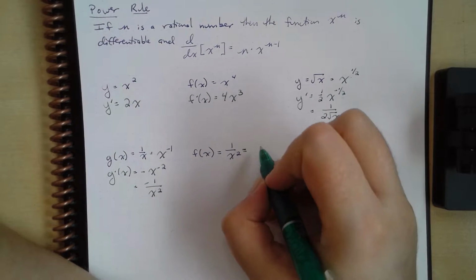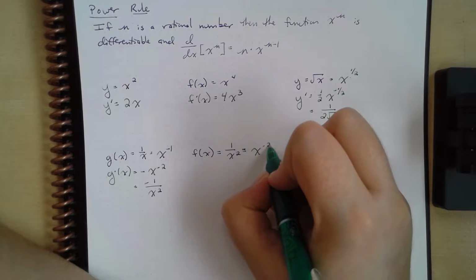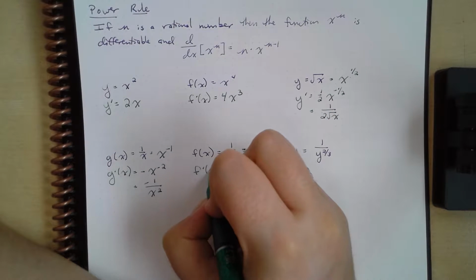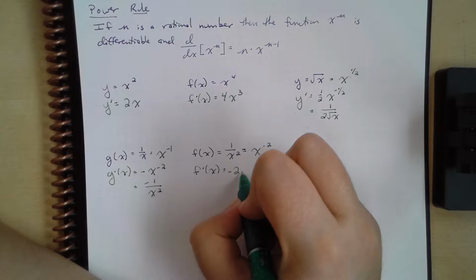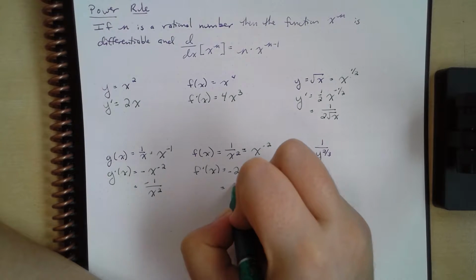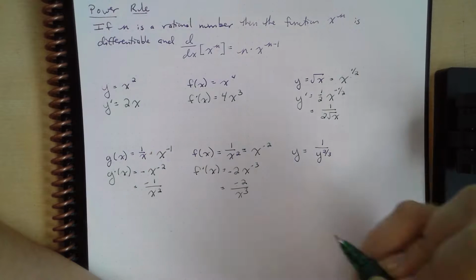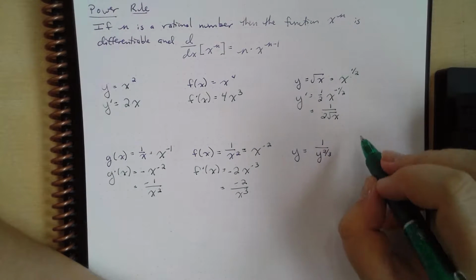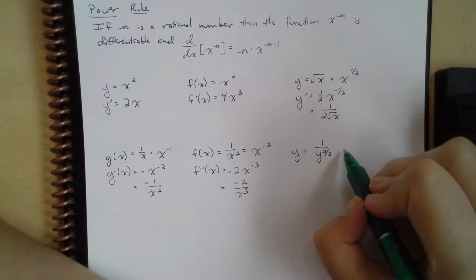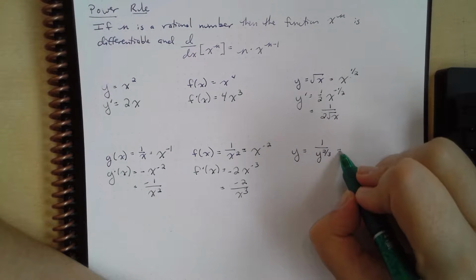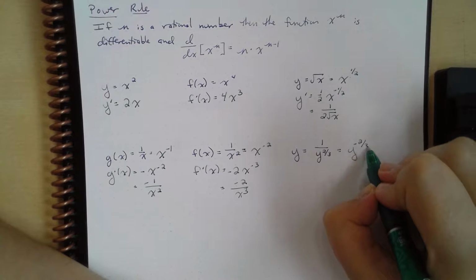Similarly, f of x is equal to 1 over x squared. That's x to the negative 2. So f prime of x is going to equal negative 2x to the negative 3, which is equal to negative 2 over x cubed. Here, y equals 1 over x to the 2/3. That's going to be equal to x to the negative 2/3.